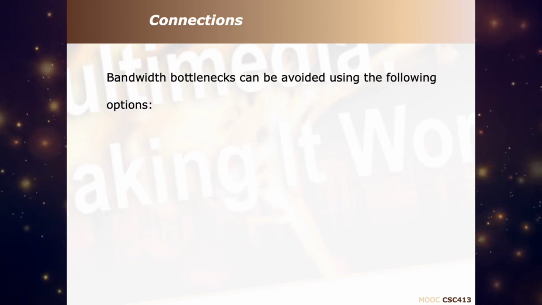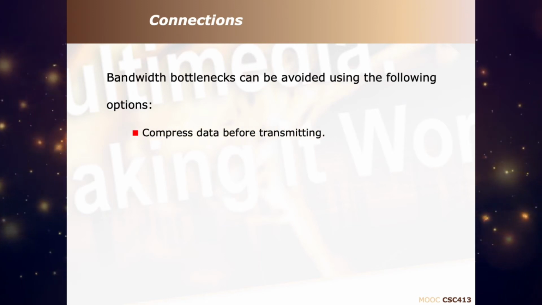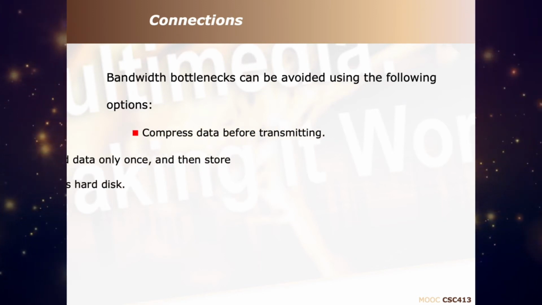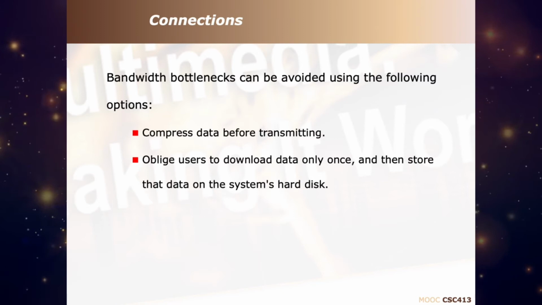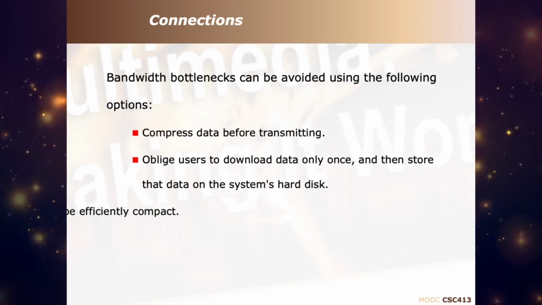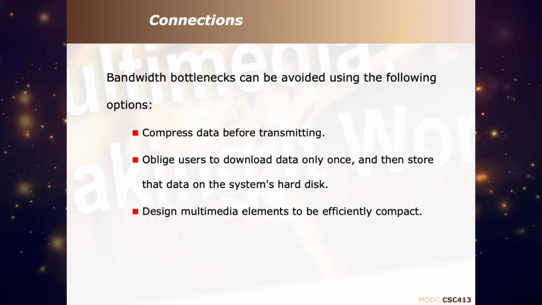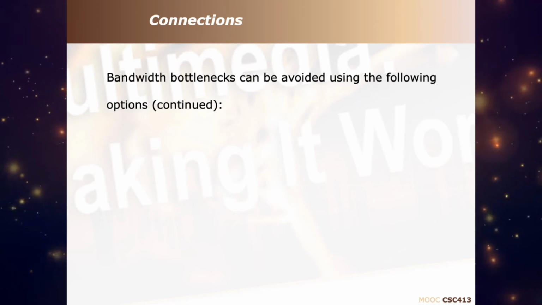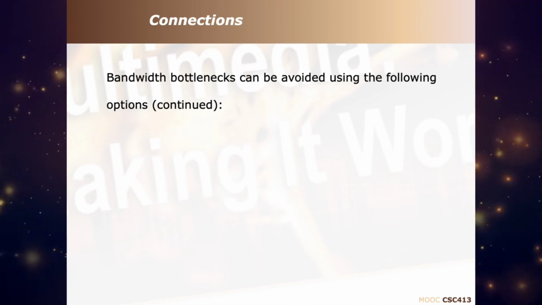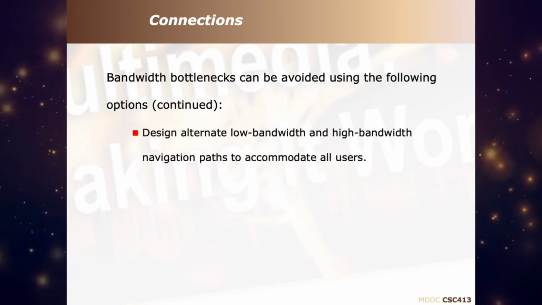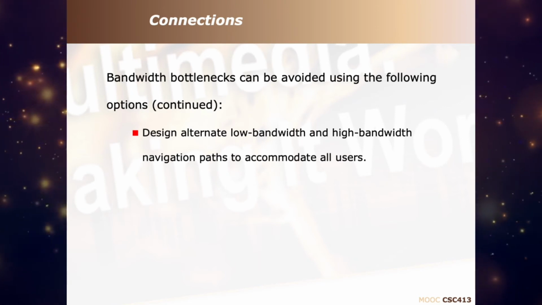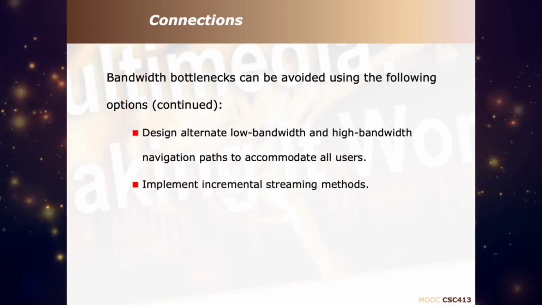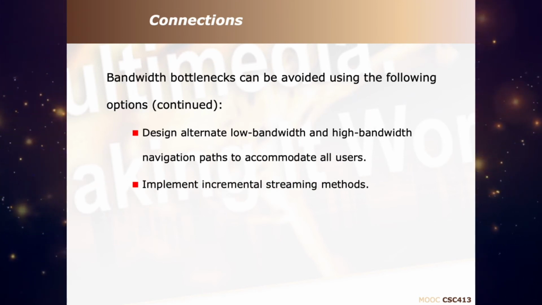Bandwidth bottlenecks can be avoided using the following options: compress data before transmitting, oblige users to download data only once and then store that data on the system's hard disk. Design multimedia elements to be efficiently compact. Design alternate low bandwidth and high bandwidth navigation paths to accommodate all users. Implement incremental streaming methods.